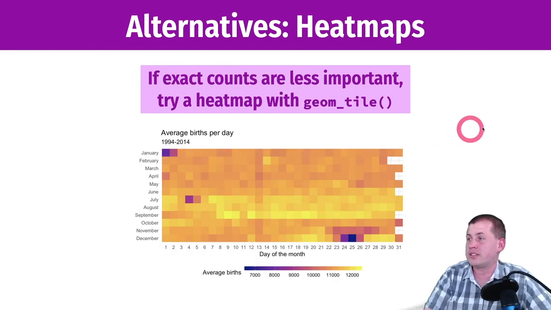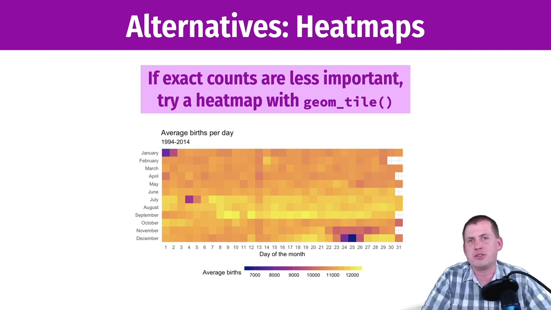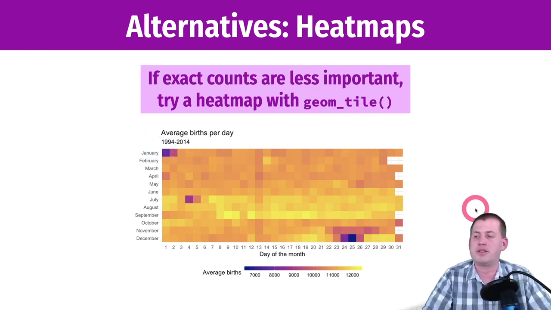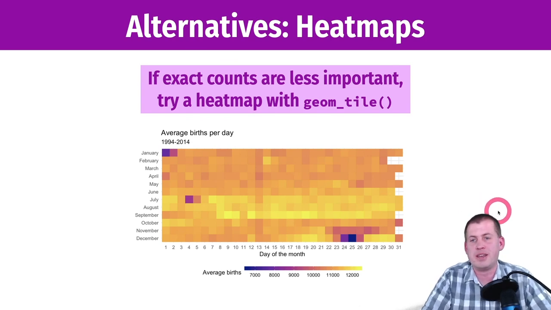One other alternative is if you don't really care about the exact counts, like there are tons of observations, there are huge count numbers, you don't really need to know the exact differences between observations, you can do something like a heat map. And we'll create this exact chart in the example for today. But if you look here, there are a whole bunch of tiles for the day of the month and the month of the year. So this is essentially a calendar from January 1st to December 31st. And this shows the average number of births per day on each of these tiles here.